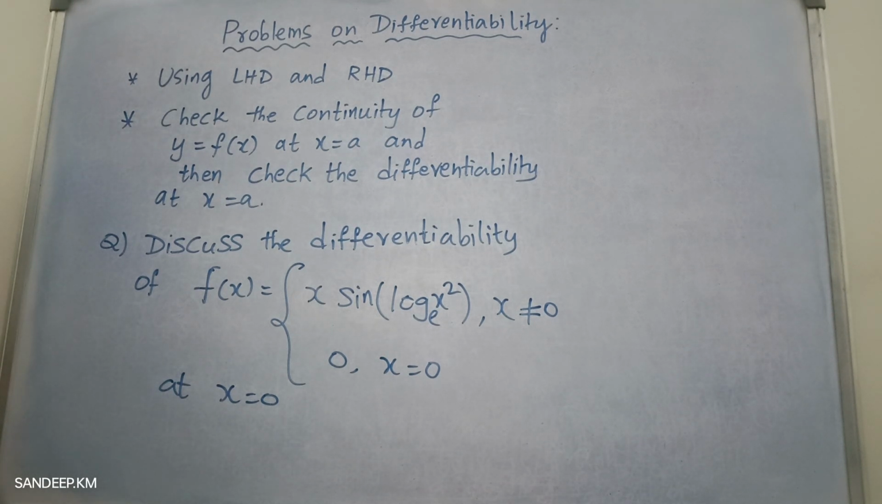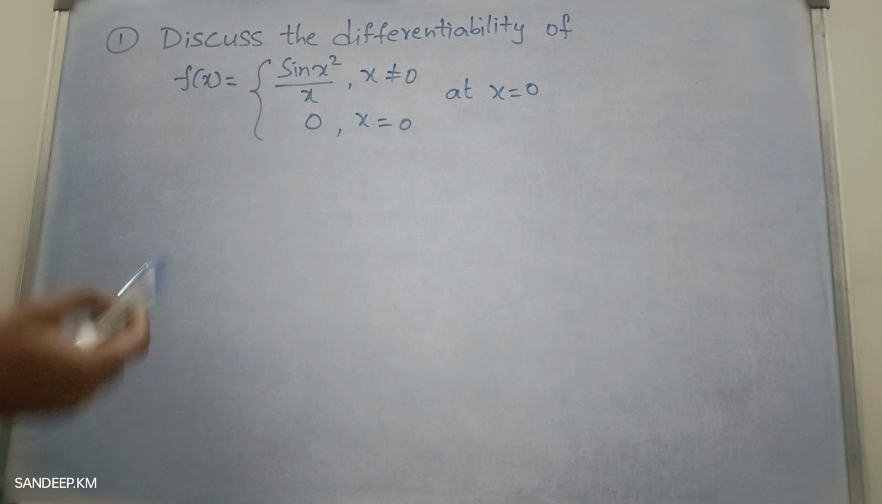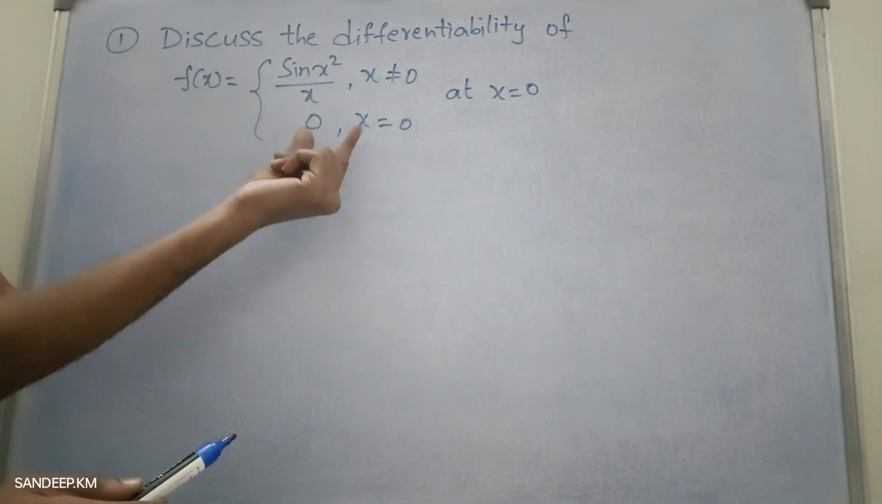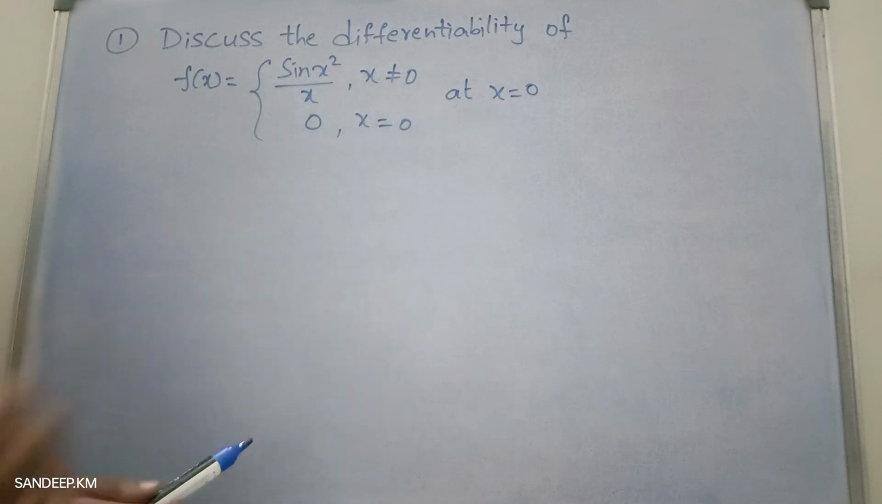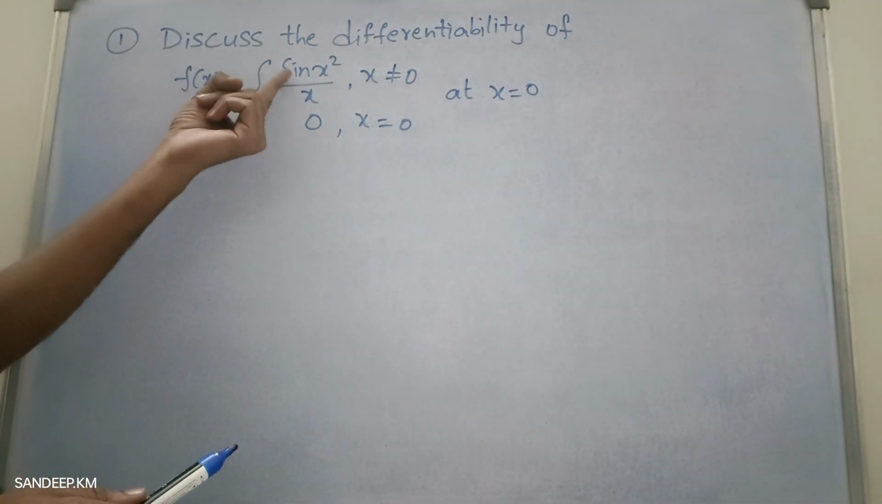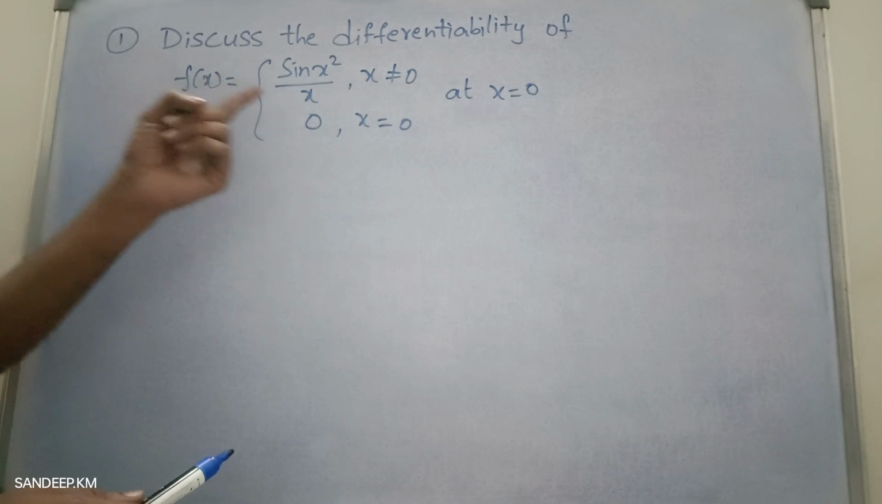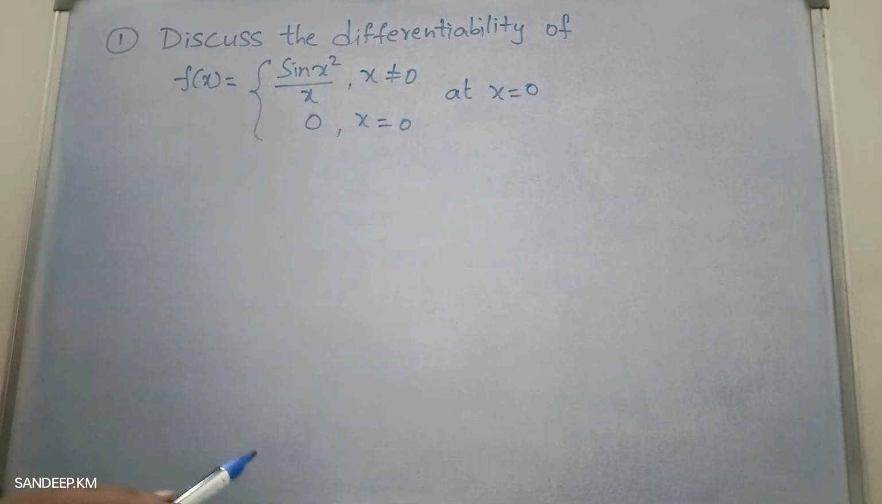Okay, now let us start solving the problems. Here is our first question. They told us to discuss the differentiability of this particular function at x equal to 0, where f of x is equal to sin x square by x if x is not equal to 0, and f of x is equal to 0 if x is equal to 0.